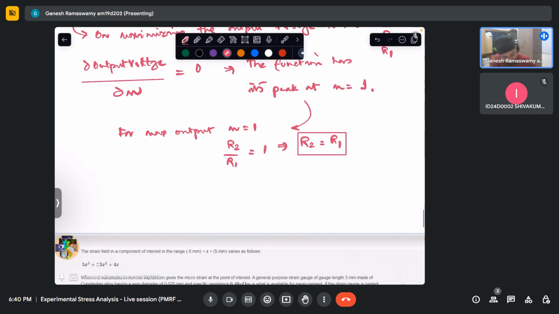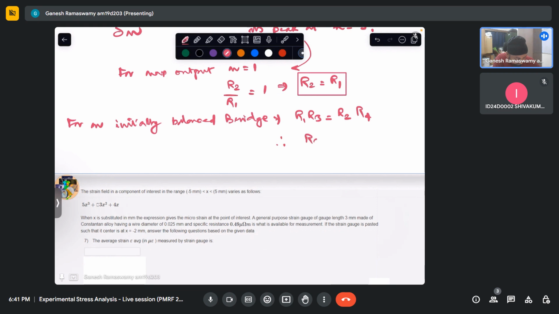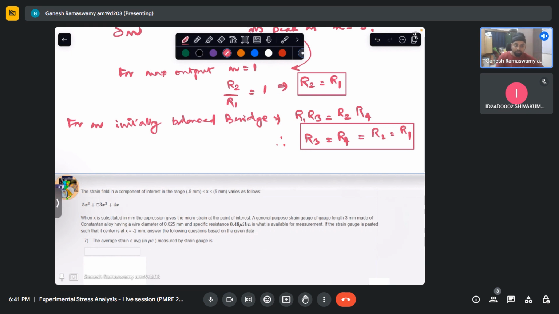Now, for an initially balanced bridge, we have R1, R3 equal to R2, R4. So therefore, this also follows that R3 equal to R4 equal to R2 equal to R1. So what we want is all the resistors to have the same resistance in order to maximize the output of our Wheatstone bridge.